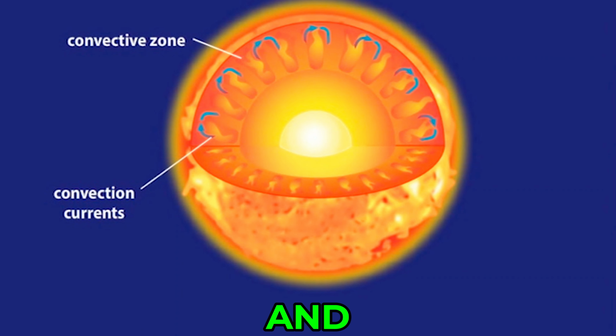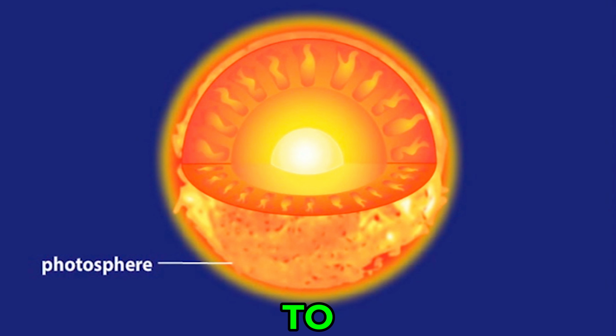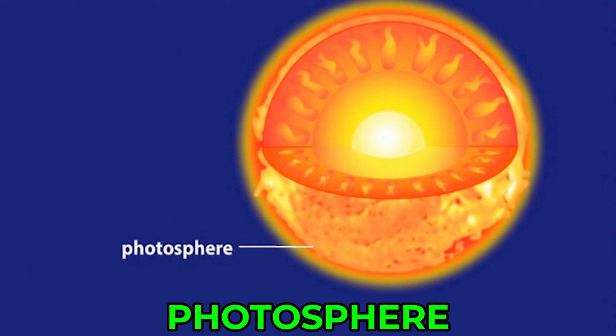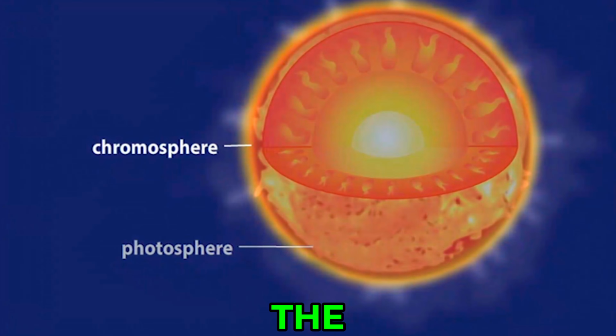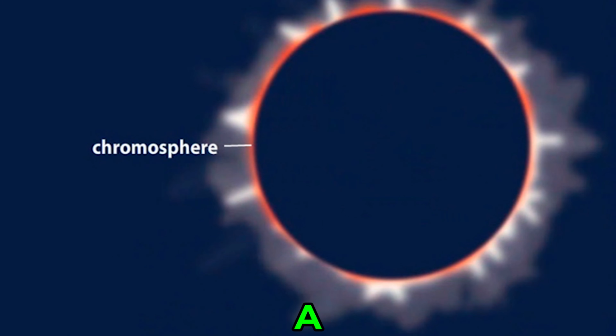The photosphere is the inner layer of the Sun's atmosphere. This gaseous layer is thick enough to be visible. When we look at the Sun, we are seeing the photosphere. Just beyond the photosphere is a thin layer called the chromosphere, which has a reddish color. The chromosphere can be seen during a total solar eclipse, when the Moon covers the Sun.